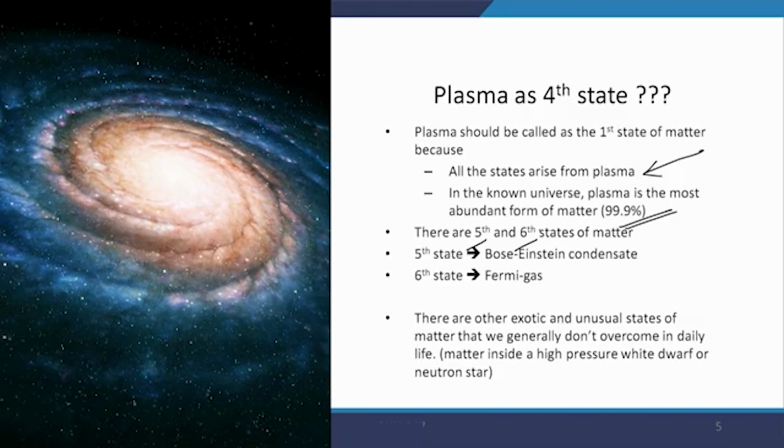For example, matter inside a high pressure white dwarf or a neutron star, we do not know the state of matter that can exist, and it can definitely be a state of matter which is not familiar to us or not very well understood by us, right. So, the fact is plasma is now referred to as the fourth state of matter, but ideally plasma should be referred to as the first state of matter, and it seems to be the most fundamental state of matter, right.